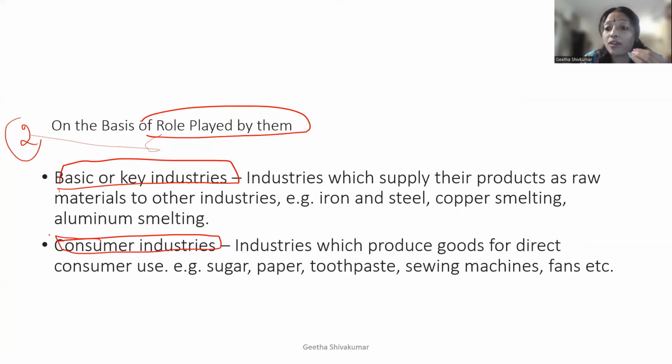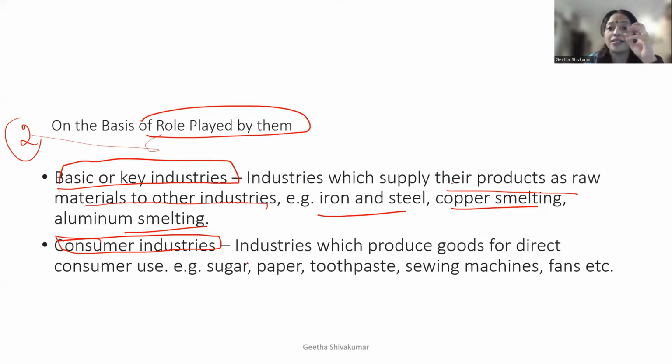What do you understand by basic or key? Key is very important. Basic is the material or the raw material which all the industries use, so that is a basic element. Under that we have iron and steel, copper smelting, aluminium. These are called basic industries because industries which supply their products as raw materials to other industries are called basic industries.